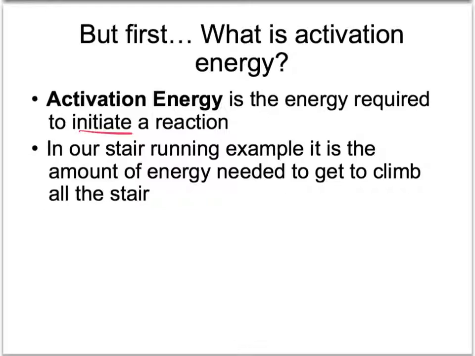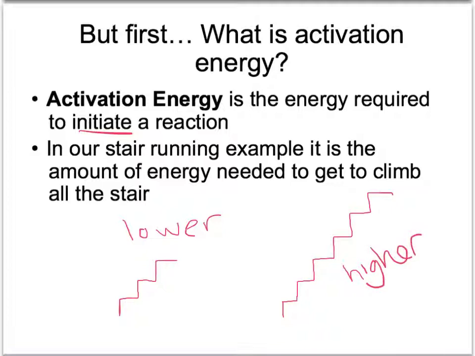So if you were using the example of our stair running from before, it's the energy you need to get to the top of all the stairs. How enzymes work is they lower the amount of energy you need. So again, in our stair example, it took a lower amount of energy to go up one flight of stairs than maybe it did to go up 2 flights. You would say this one has a lower activation energy because it requires less energy than going higher, which requires more energy and has a higher activation energy.